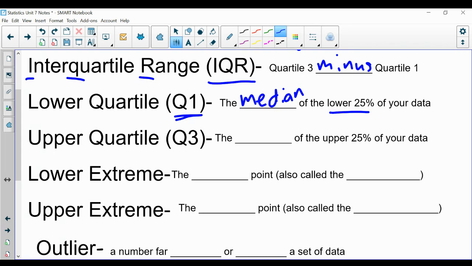So your lower quartile is going to be the median of the lower 25% of your data, where your upper quartile, which is Q3, will be the median of the upper 25% of your data. So it's like your Q1 is representing 25 cents of your data in essence, and Q3 is representing 75 cents of your data because it's the upper 25%, okay?